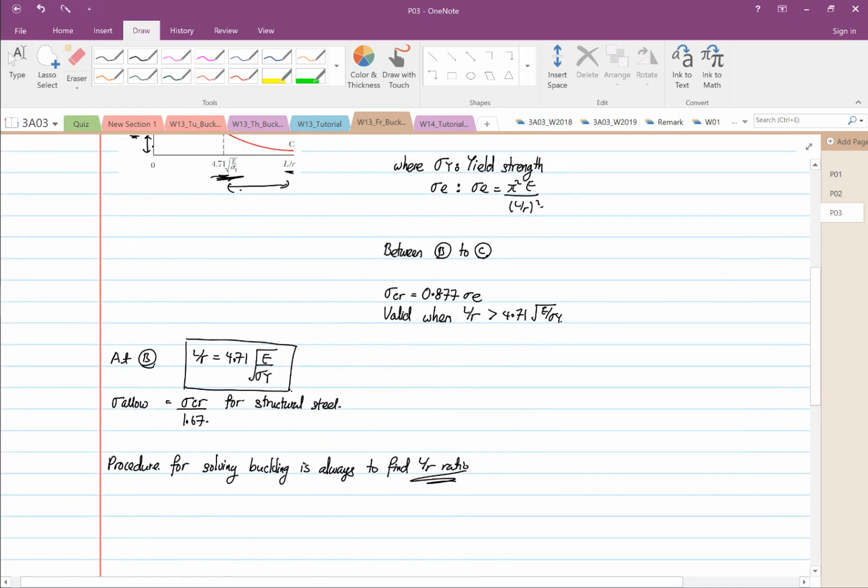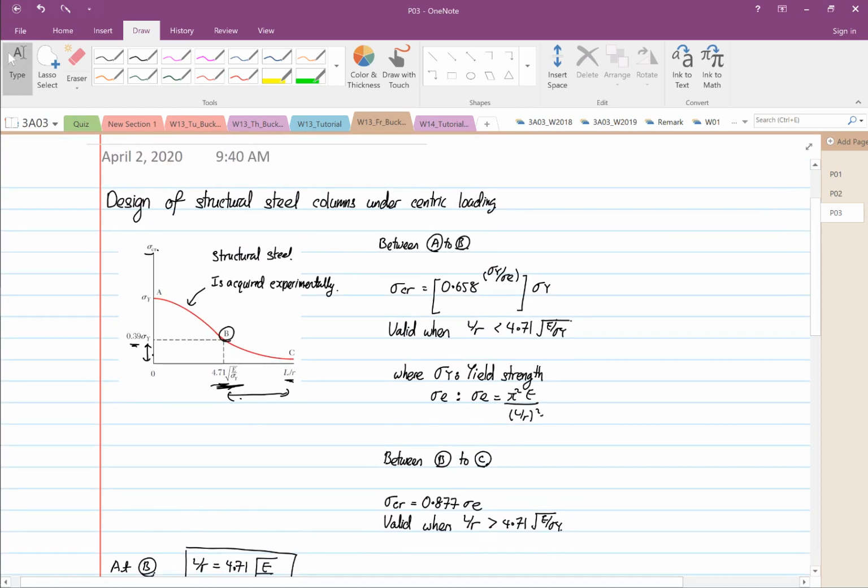So that is all I'm going to do for this series. The next time when I come back, we're going to look at an example of how to design the structural steel column under centric loading.